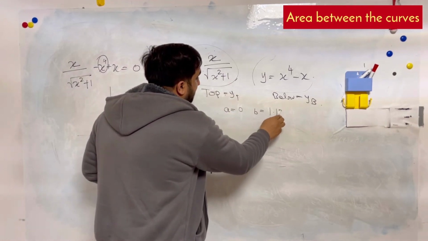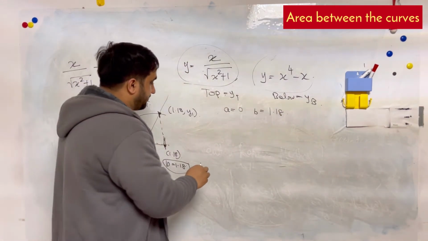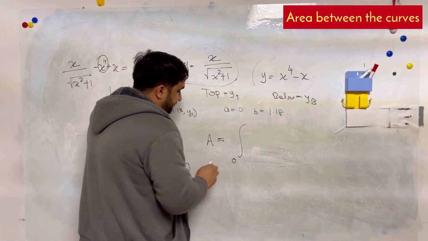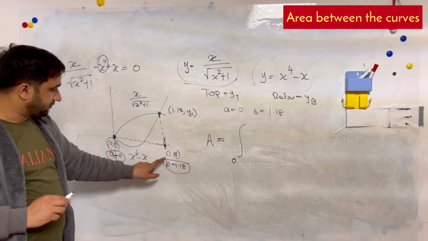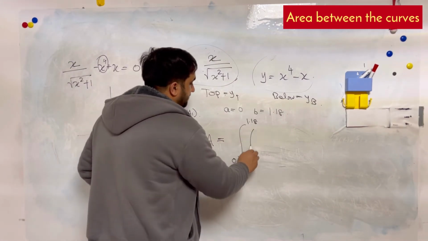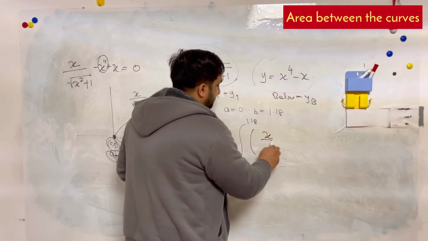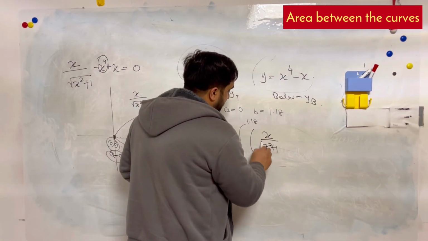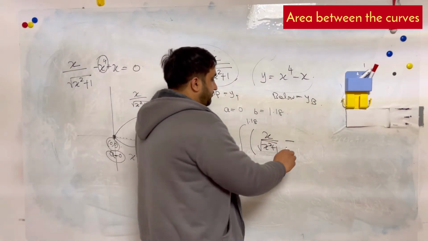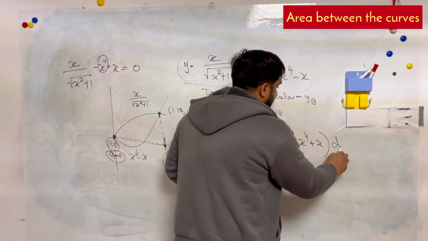Now I can apply the area under the curve formula, and that formula says the area under the curve is the integral from 0 to 1.18 of f of x, meaning the upper curve, that is x divided by the square root of x squared plus 1, minus the lower curve, which is x to the power 4 plus x, into dx.